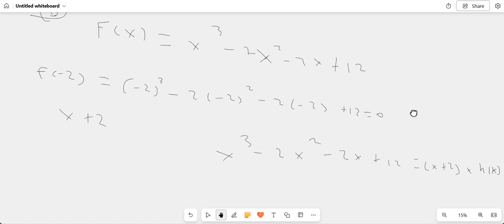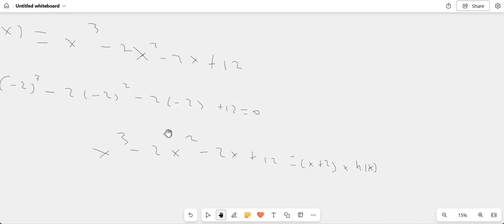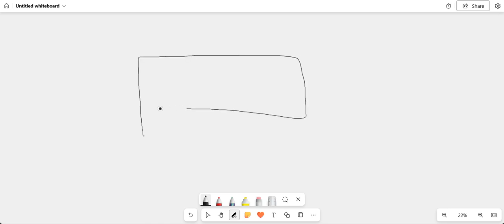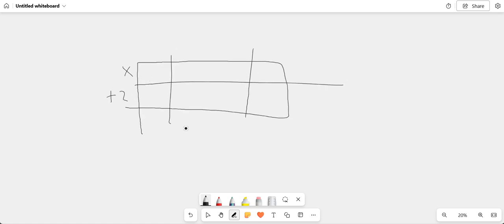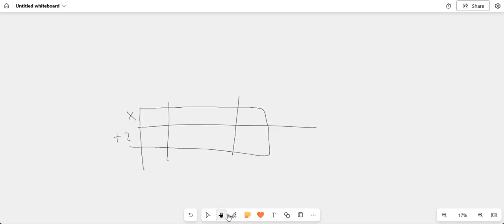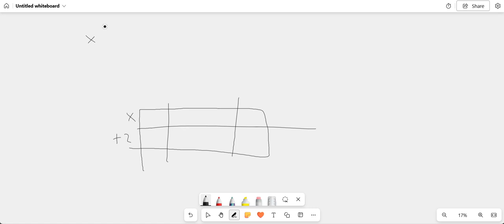So we need to find h of x, yeah. So how do we do that? Well, we need to divide this whole thing by x plus 2, yeah. So I do it using the grid method. You can do it however you want. So obviously the factor is x plus 2, so put x plus 2 here. And then put the first term that we had, and let me just write out the full cubic again up here, so you can see. Okay, cool. So the first term is x cubed.